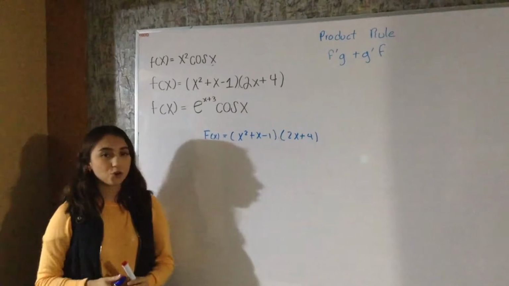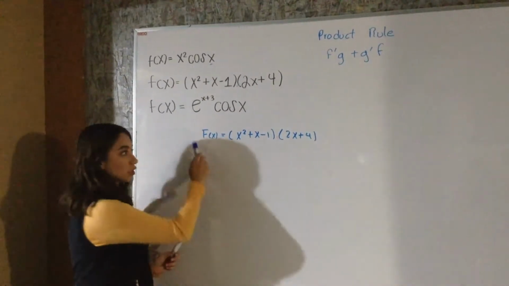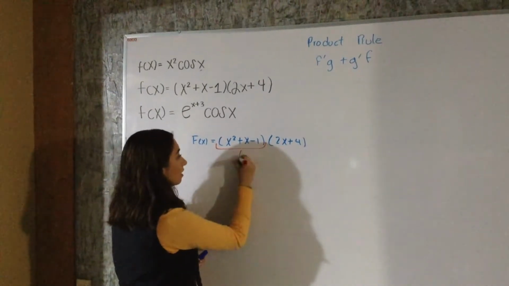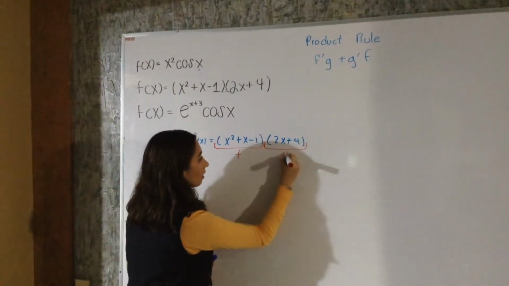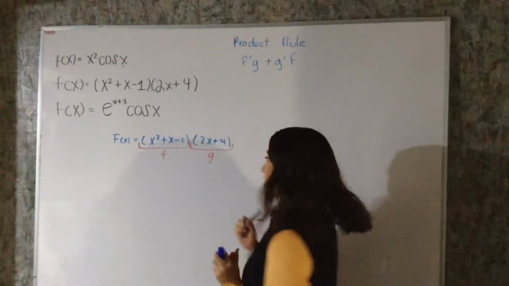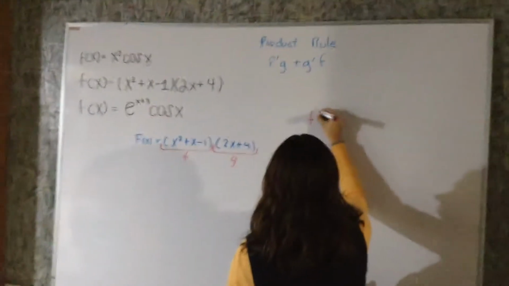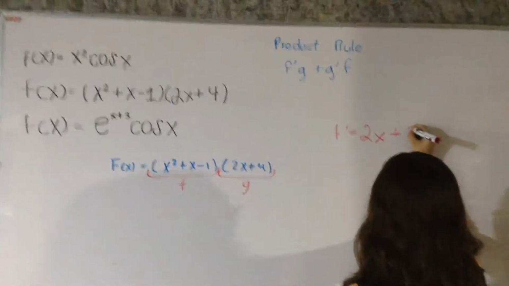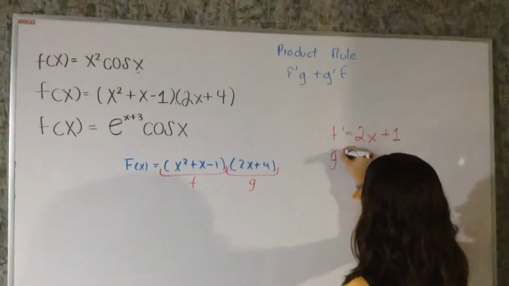Now I am going to show you the product rule using this function. The first step is to identify my f and my g. We are going to have their derivatives. The derivative of the function f is 2x plus 1, and the derivative of the function g is 2.